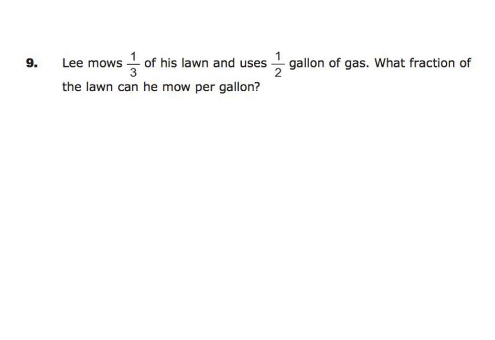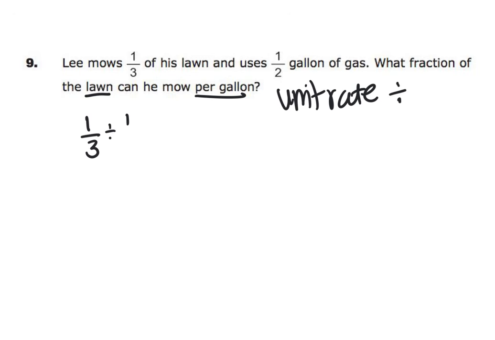Number 9, Lee mows 1/3 of his lawn and uses 1/2 gallons of gas. What fraction of the lawn can he mow per gallon? So lawn per gallon, so we're looking at unit rate. And with unit rate, we divide. So lawn will be 1/3 per gallon. So we're going to divide that by 1/2.